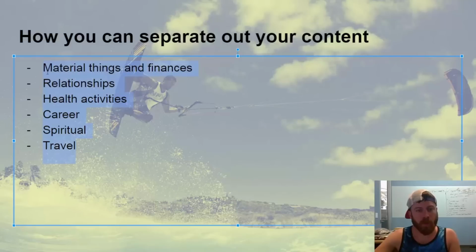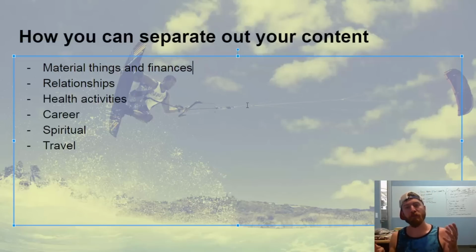So, what I did with my vision board is I'm just a big organization freak. So, I kind of put things in different quadrants. There's material things and finances. Again, everybody's going to have a unique vision for what their own future is. Most people actually don't care that much about money or material things.